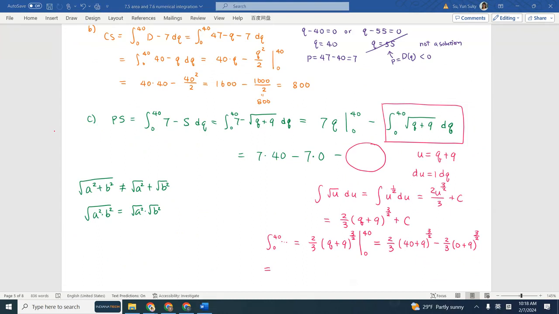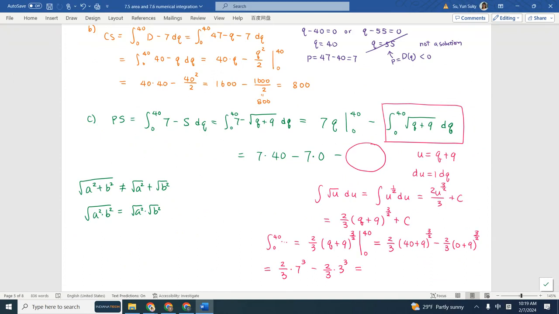So 2/3 times 7 cubed minus 2/3. See? This is 9. What is the square root of 9? 3. So this is 3 cubed, actually. So multiply by 3 cubed.